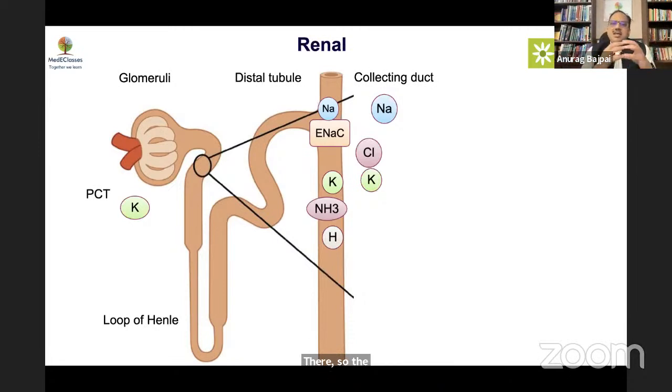So if somebody is dehydrated, somebody is not having any sodium in diet, you don't have enough sodium to exchange for potassium, you will develop hyperkalemia in that regard. And that's something important to understand.